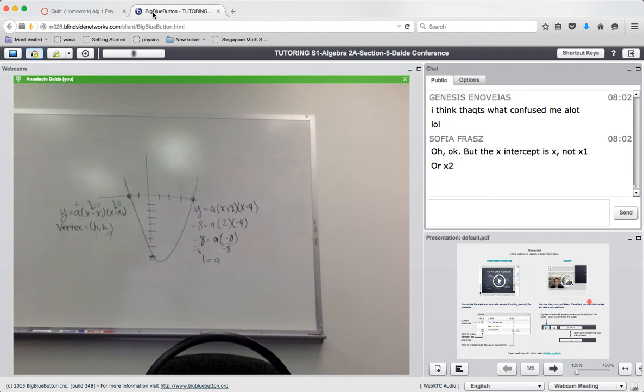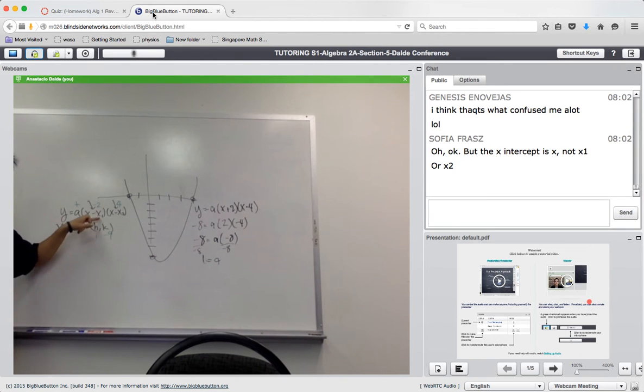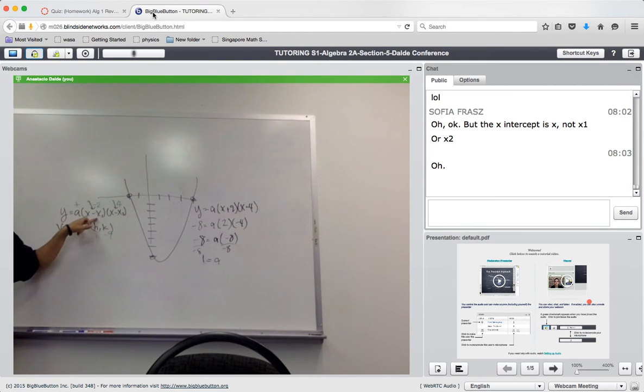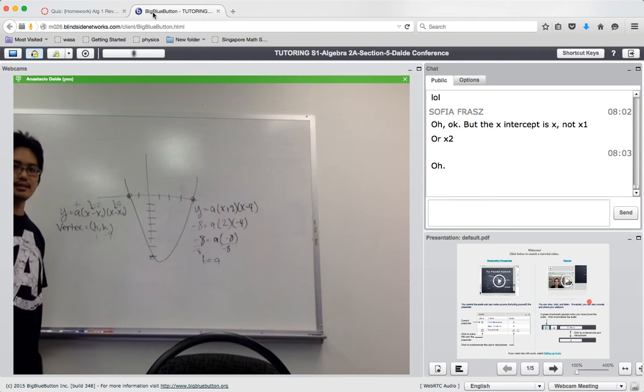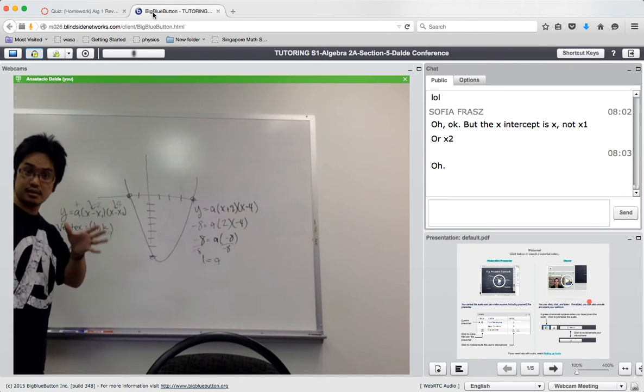The x-intercept is x1. This is a specific number. Whenever you see subscripts on something, this is a specific number, this is a specific number. This is a general x variable. This is a number and a number. We just have to figure out what those numbers are. That's why it has the subscripts. Can I move on to showing you how to get the vertex? All right.